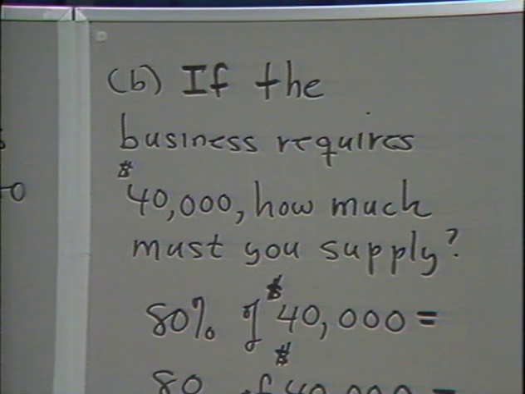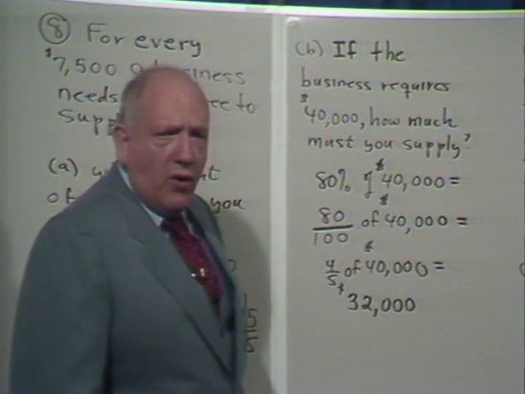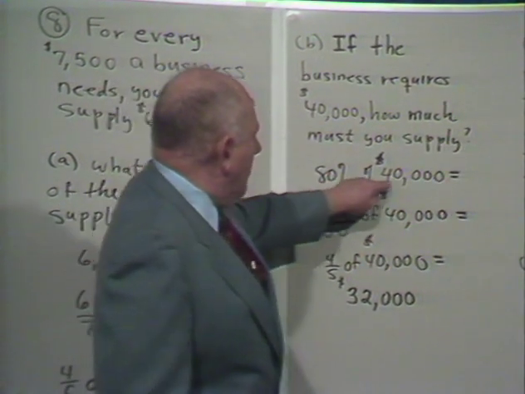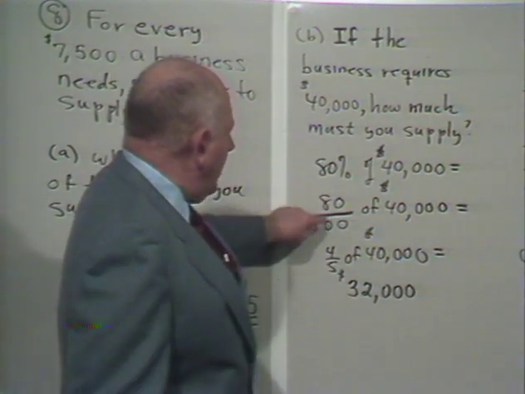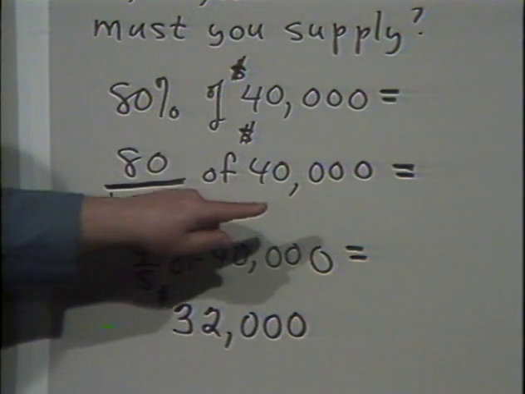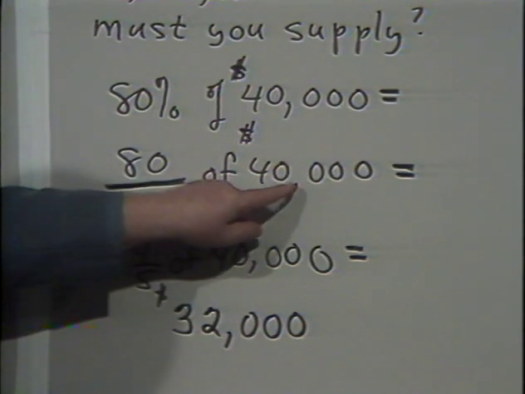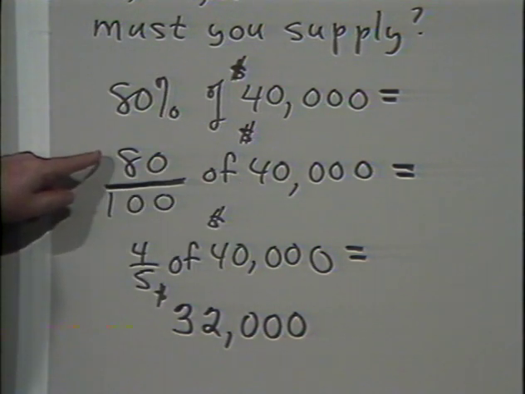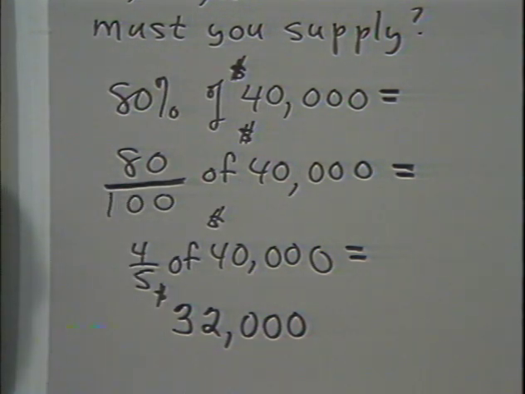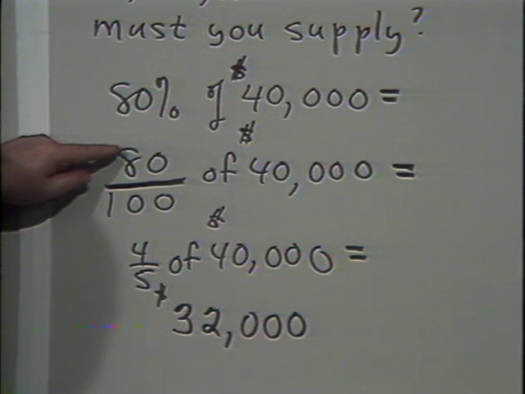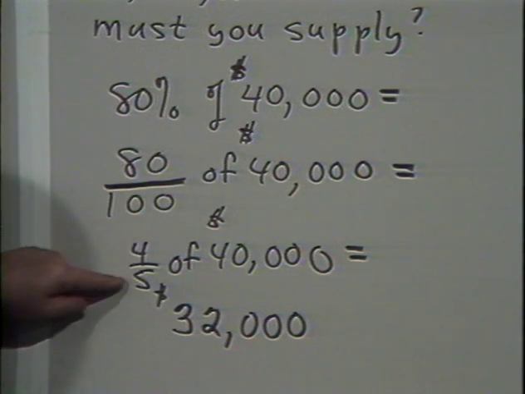Well, you have to supply 80% of whatever they need. In this particular case, they need $40,000. So you have to supply 80%, which is 80 over 100, 80% of 40,000. You can either cross off the 2 zeros here with the 2 zeros here and multiply 400 by 80 to get 32,000, or you can rewrite the 80 over 100 as 4/5.